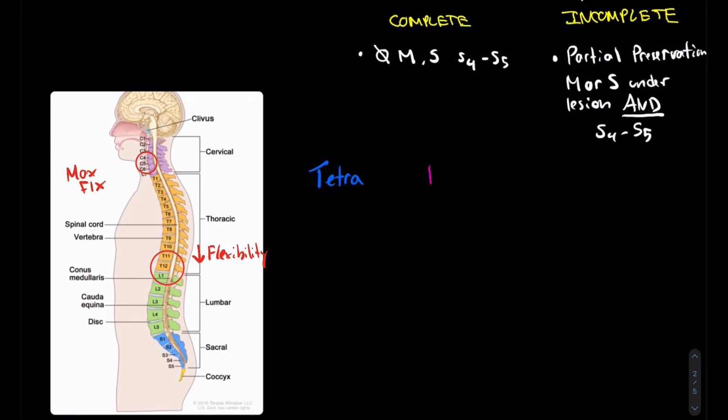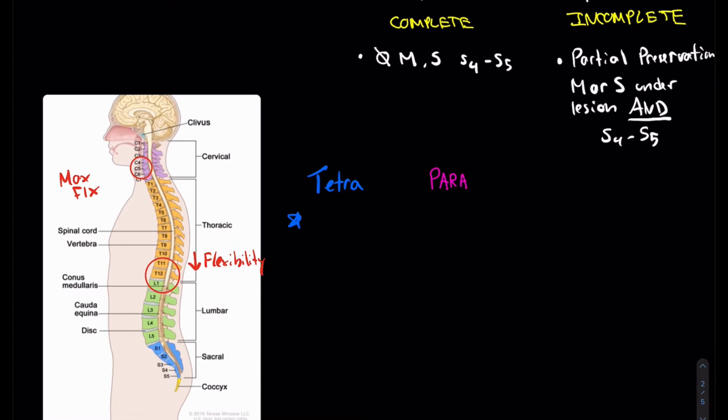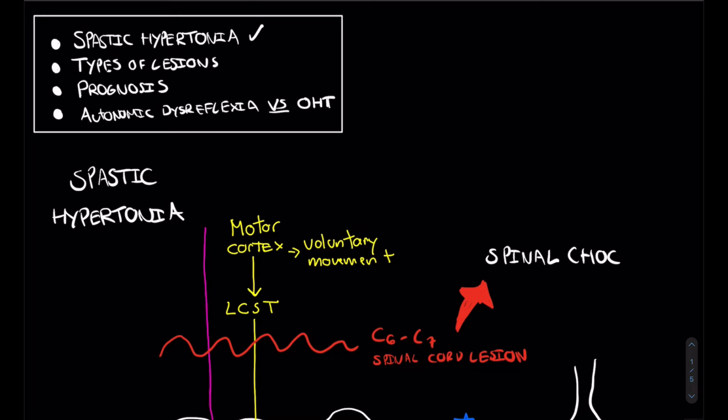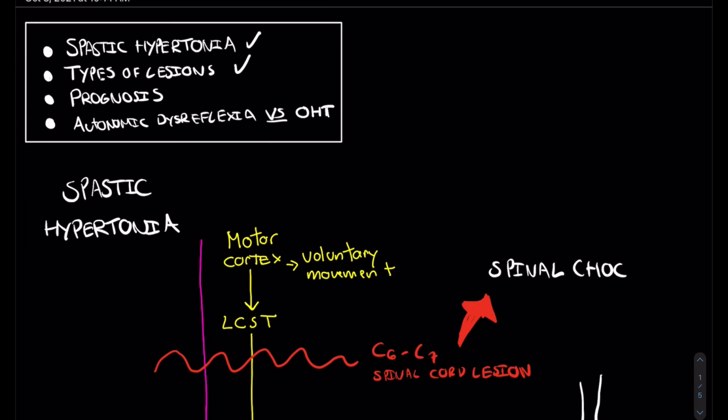So tetraplegia refers to a cervical paralysis, so from C1 to T1. Paraplegia, on the other hand, refers to any lesion under T2. All right, so we discussed the types of lesions. Now let's talk about prognosis.